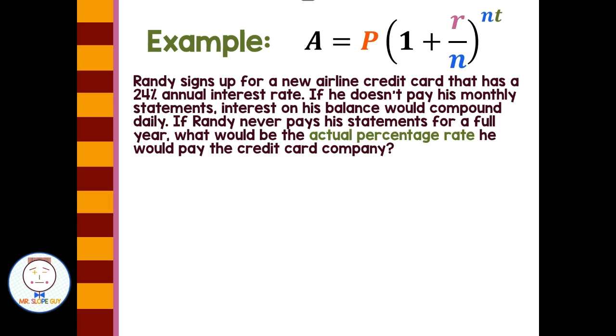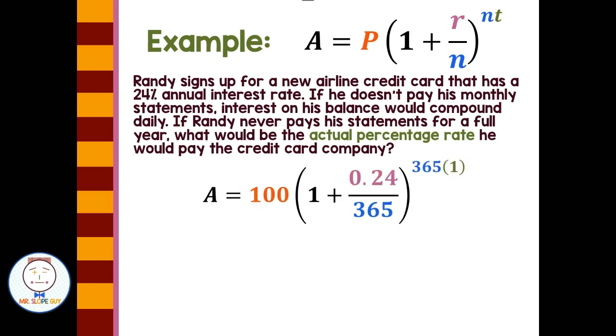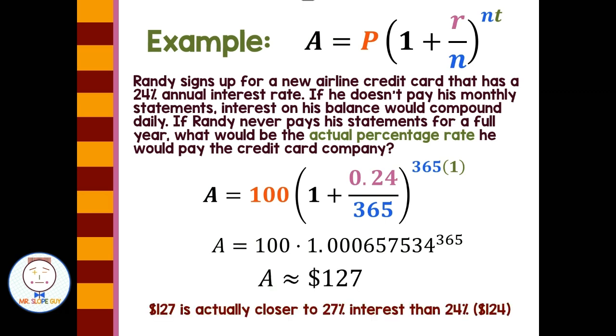So I put in a principal of 100, my rate as 24%, and daily would be 365 times, so my n value is 365. Then putting this into my calculator, I would divide 0.24 by 365, and I get 1.000657534 to the 365th power. Putting this into my calculator, I come out with $127.